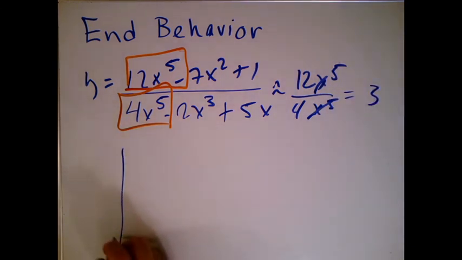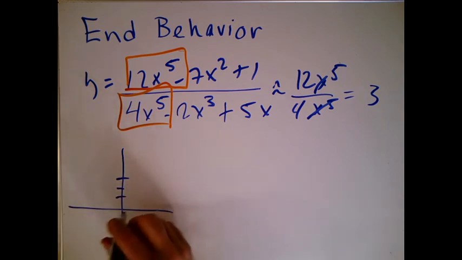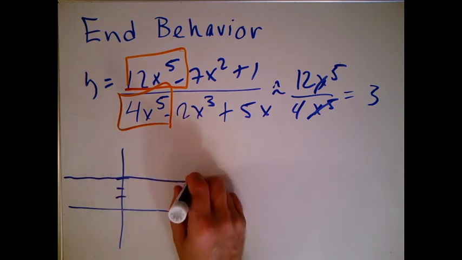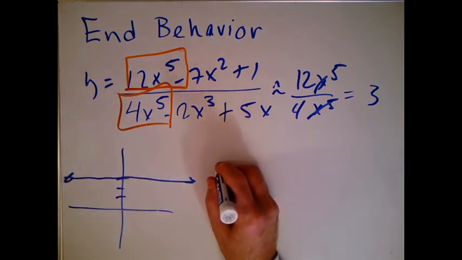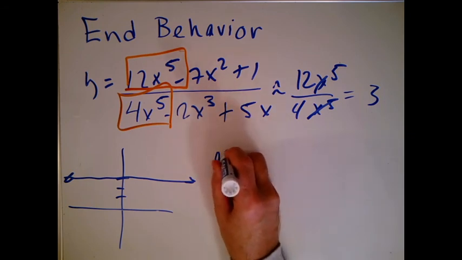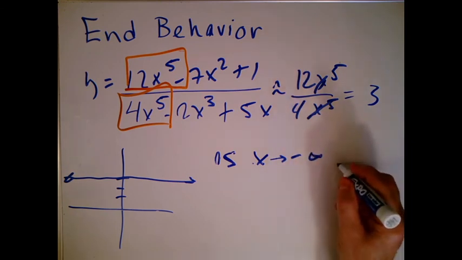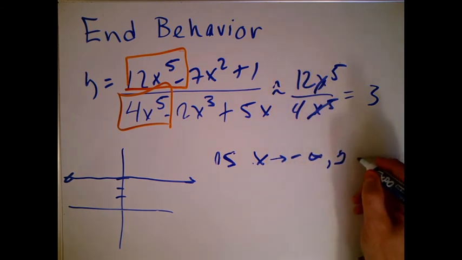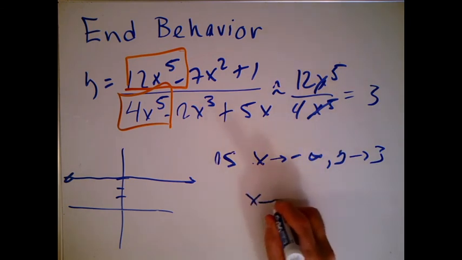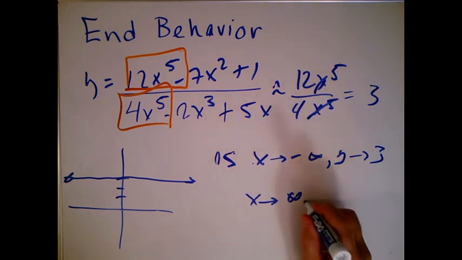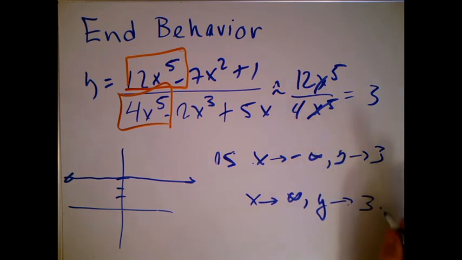And what does that say? That says when we zoom out way to the right and way to the left, we can't tell what's going on in the middle, but the whole graph is going to look just incredibly flat. Now what do we mean here? We're going to say way to the left, the y values get very close to 3. And way to the right, the y values also get close to 3.